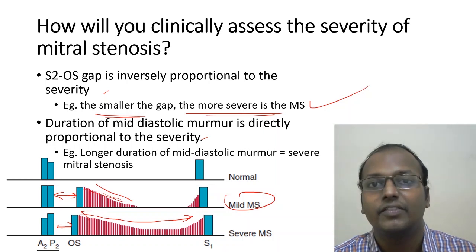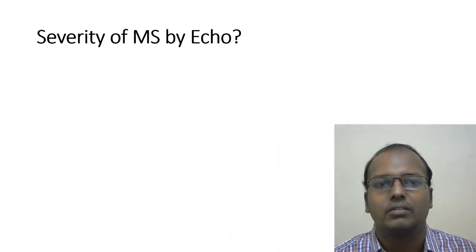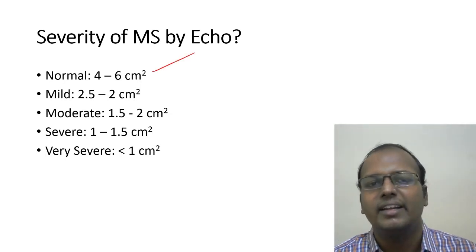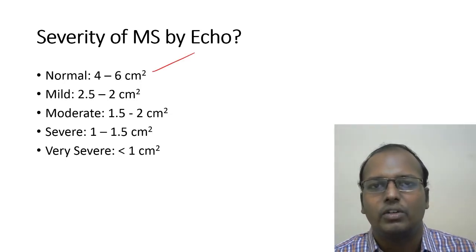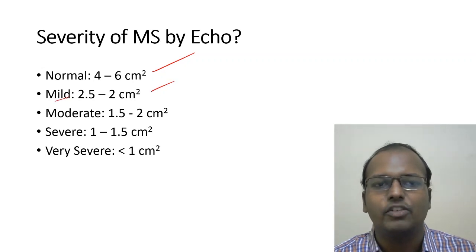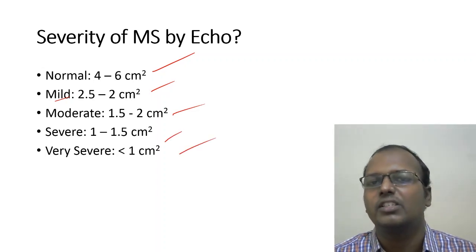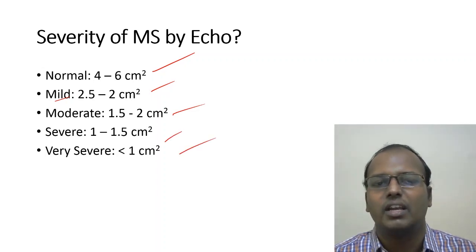So how will you assess the severity by echo? Basically, based on the valve area. Normally it is 4 to 6 centimeter square. 2 to 2.5 centimeter square is your mild mitral stenosis, 1.5 to 2 is your moderate mitral stenosis, 1 to 1.5 is severe, and less than 1 is very severe mitral stenosis. It may also be called critical mitral stenosis.